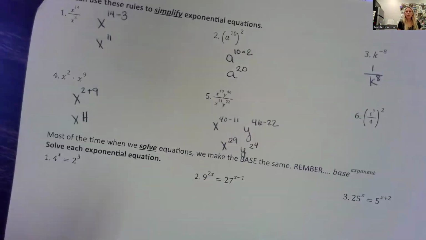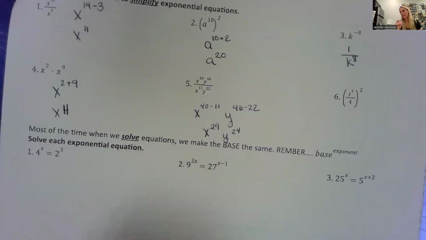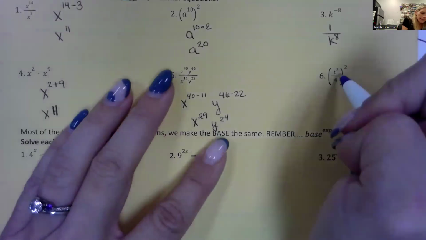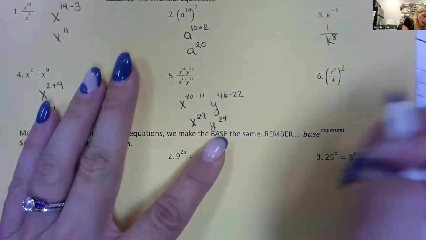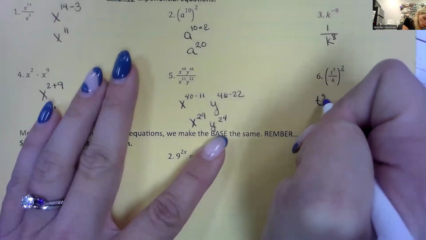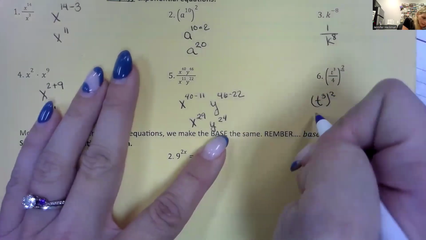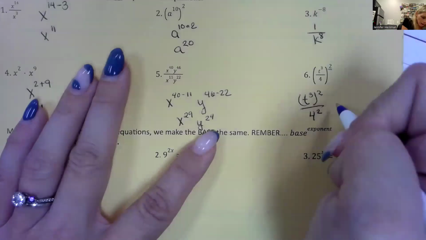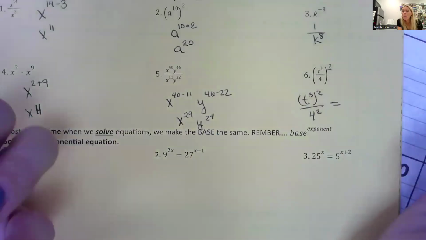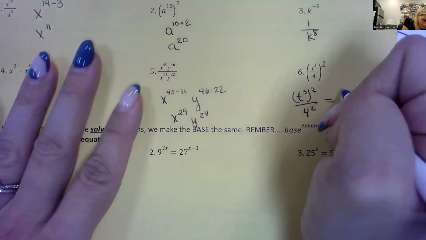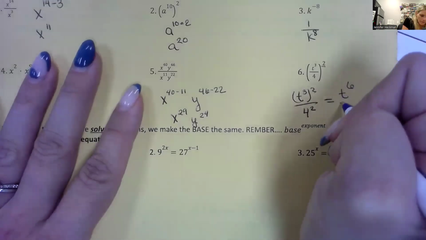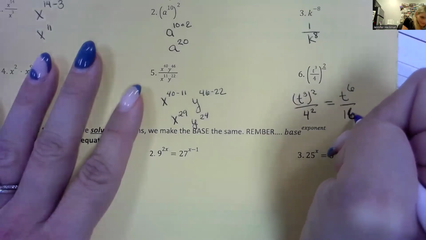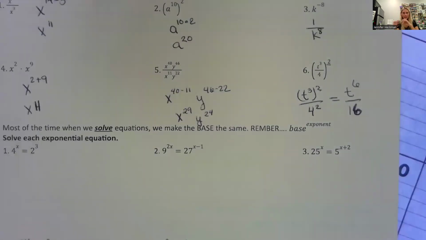Okay, now with 6, I'm going to do this step by step, but really you can go straight to the answer if you get the concept right away. So considering I have this squared, it means that I can square the top and square the bottom. Now on the top there, the numerator, power to power means I multiply. So 3 times 2 is 6, and 4 squared is 16.